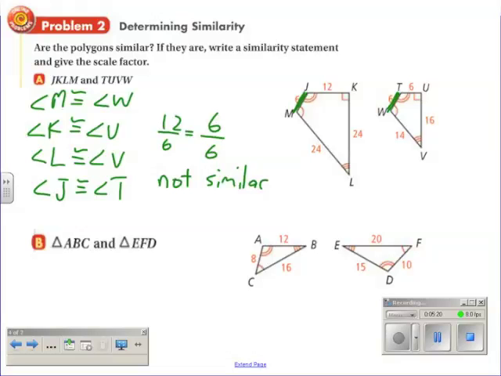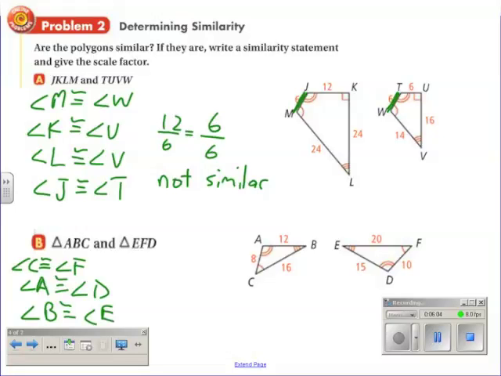Now to look at example B, triangle ABC and triangle EFD. So if we focus on the angles again first, it looks like angle C will be congruent to angle F. Angle A will be congruent to angle D. And then angle B would be congruent to angle E. So far so good. We've shown that all three corresponding sets of angles are congruent to each other. So now we'll set up the extended proportion.